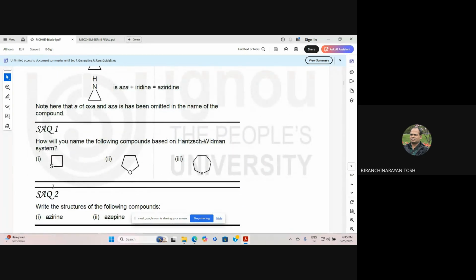So in the same way, can you name this system? Name the following system using the Hantzsch-Widman system. Sulfur is there. So for sulfur, what is the prefix? Thia. Thia, -ete. So A will be removed. It is thiete. Thiete. Please mute. Thiete.